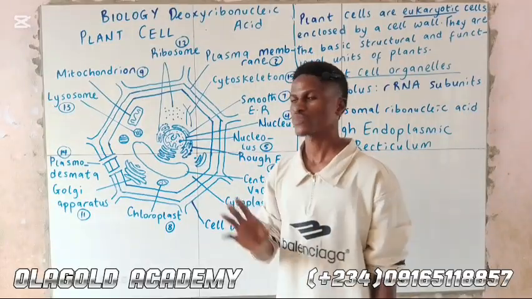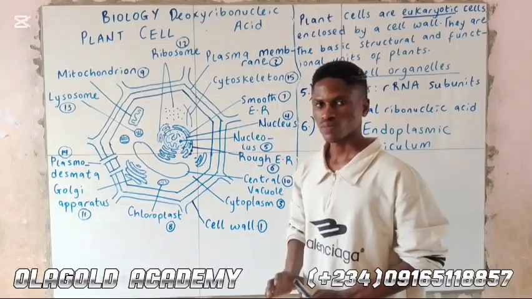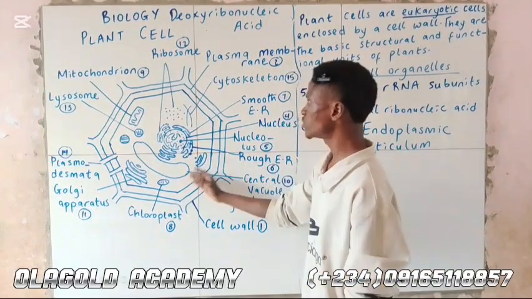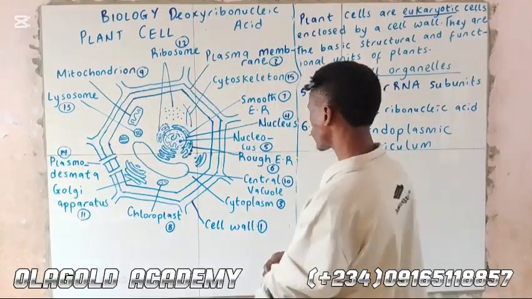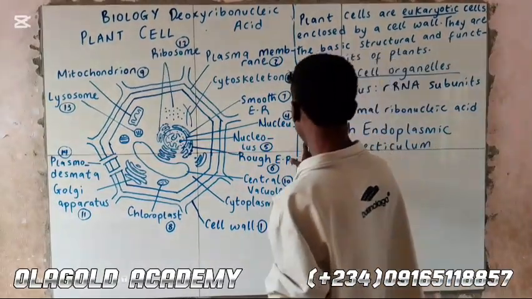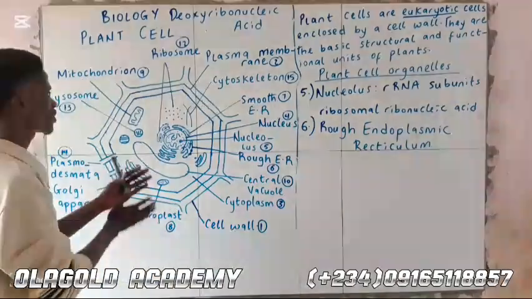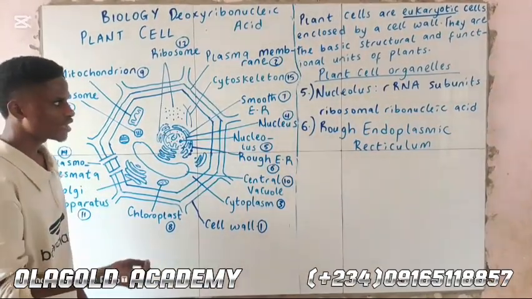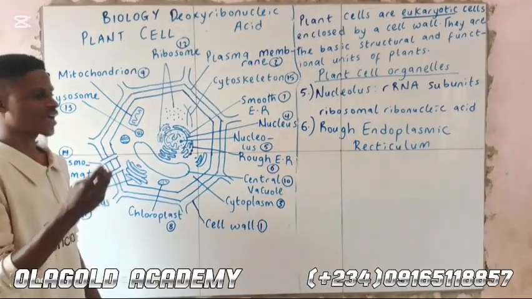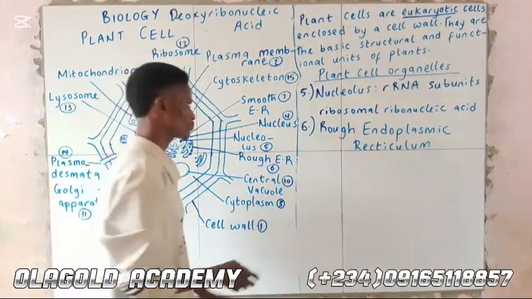Please take notes. So the protein that this ribosome produces on its own is being used within the cell. Please take note of that. Alright, that is the rough endoplasmic reticulum. It works hand in hand with the ribosome to synthesize proteins that are being used outside the cell.